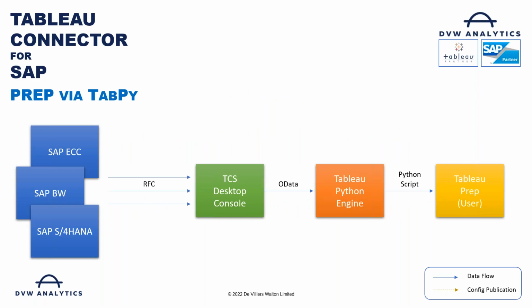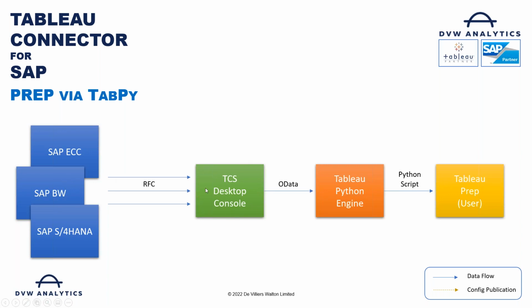The second approach is a tweak on the same thing, but it actually gives us a little bit more flexibility. And as you'll see, it enables us to manipulate those calls a little bit more from the front end, from the Tableau end, and also allows us to build some really interesting flows within Tableau Prep. So you can see very similar sort of flow. We build our connectivity exactly the same way using the console back into our SAP systems.